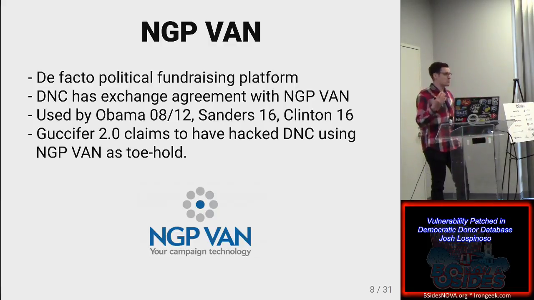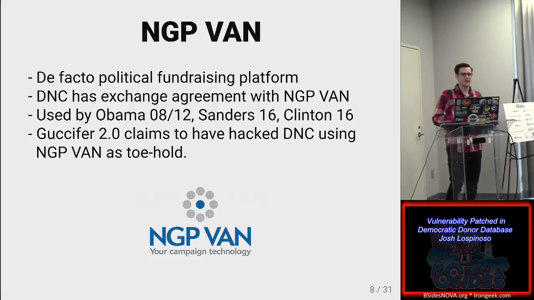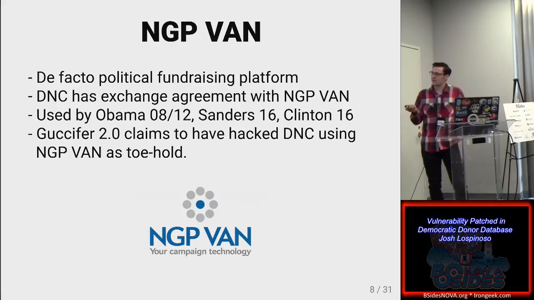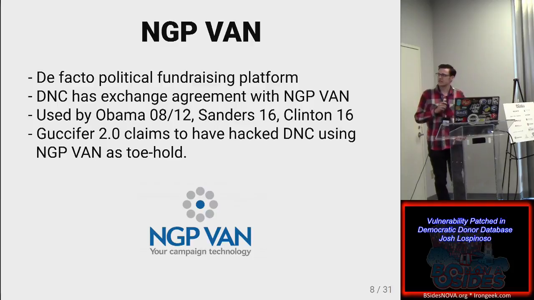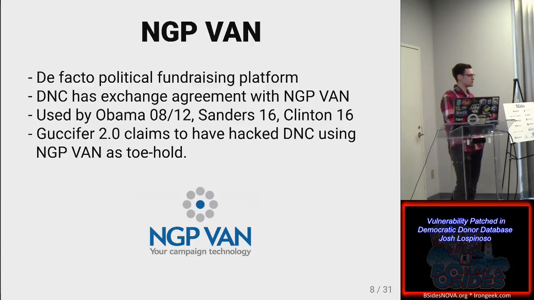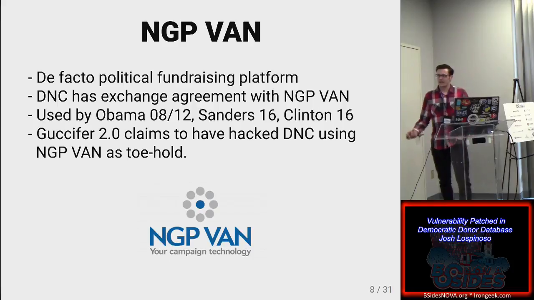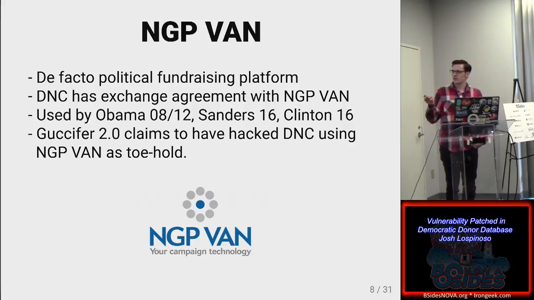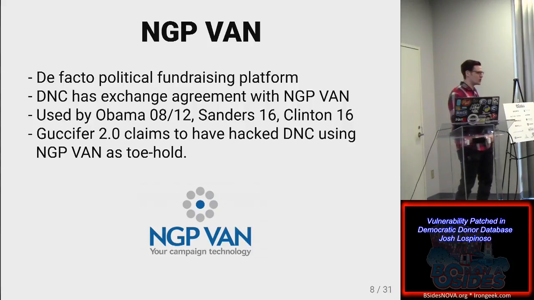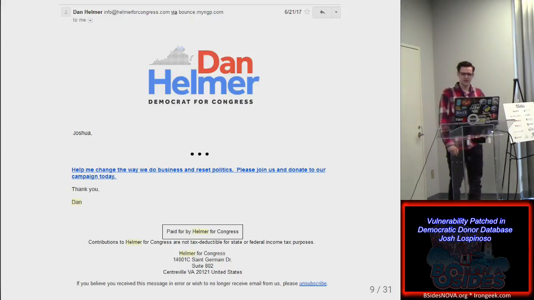To give you an idea of just how big the profile is for this company, the Obama campaigns both used NGPVAN, and also in the 2016 elections, Sanders and Clinton used NGPVAN for all of their mailings. And who knows if this is true, but Motherboard reported that when they were in touch with a person claiming to be Gooch420, the entity or person that hacked the DNC, they explicitly called out NGPVAN as the first step for how they got into the DNC's network. I mean, that may or may not be true.